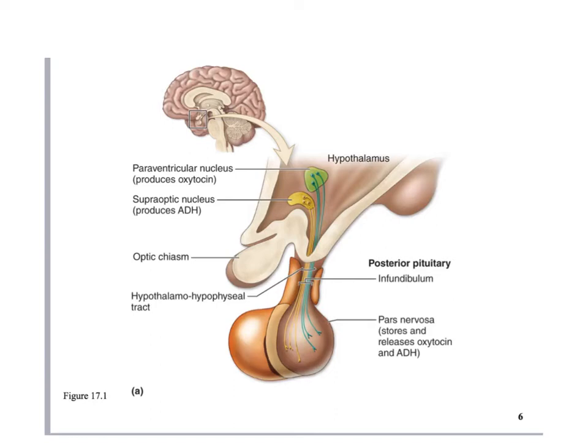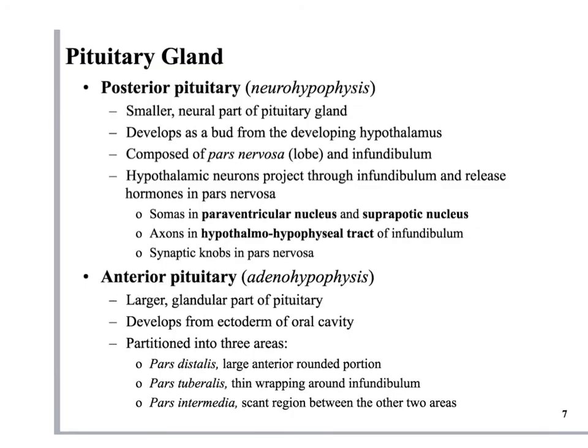Okay, you see the optic chiasm, and then you have the hypophyseal tract. That's that group of neurons in the infundibulum, and then you have the two parts of the pituitary gland. You have the pars nervosa, which is the posterior pituitary, and then you have the anterior pituitary, which is actually broken up into a couple of different parts, and we'll see that in a second.